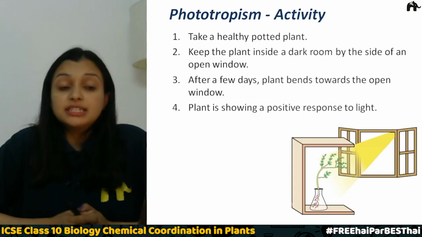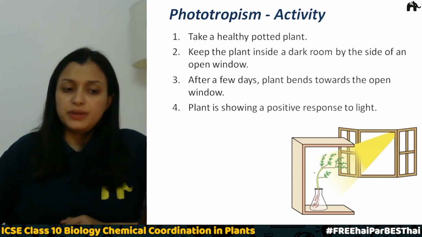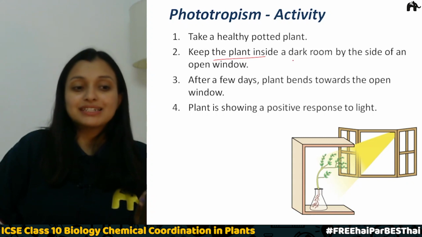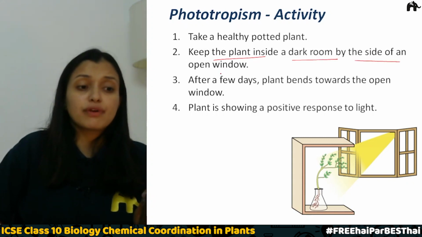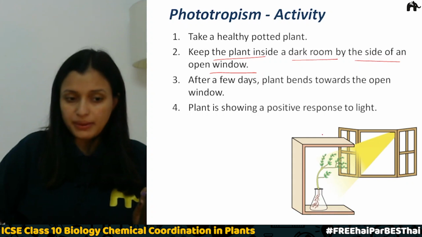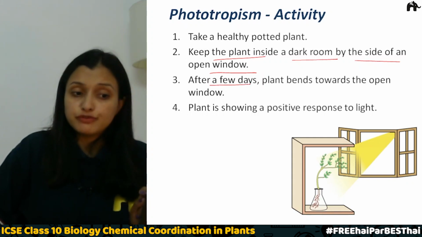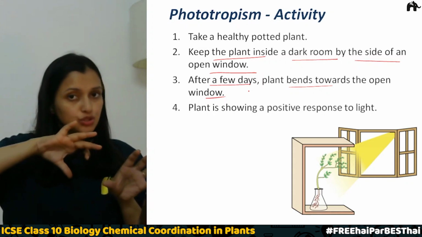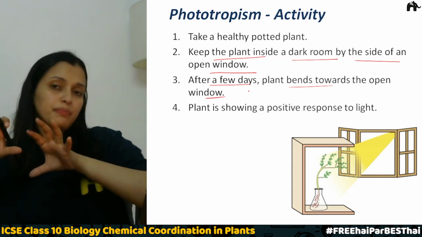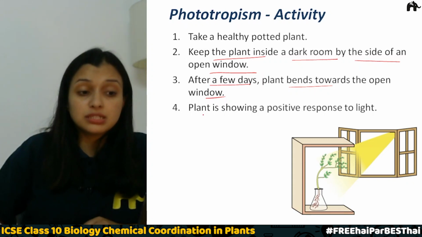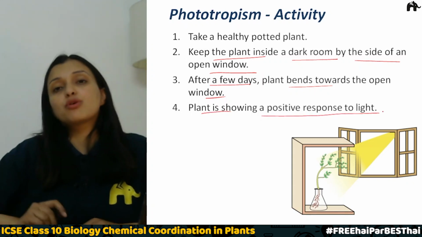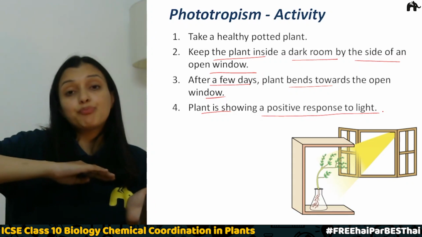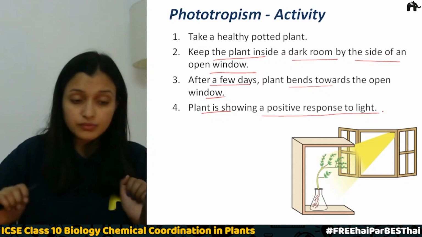Let us do a small activity to understand this phototropism. So let us now see the activity on phototropism. We'll take a healthy potted plant, a very healthy one, right? We'll keep the plant in the dark room by the side of an open window. We have kept the plant over here. After a few days, the plant bends towards the open window, or the source of light. So this plant is showing a positive response to light. This means when it is bending towards the light, it is showing that positive response towards the light, correct?